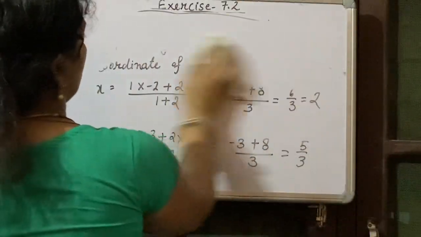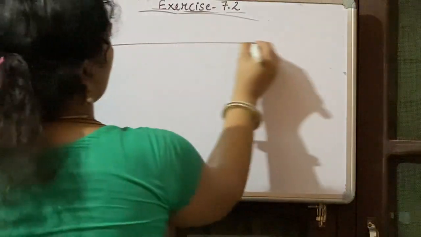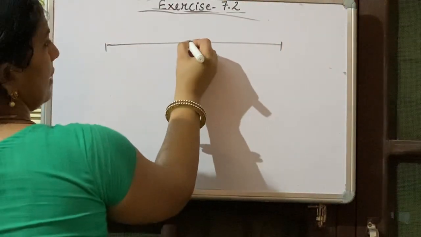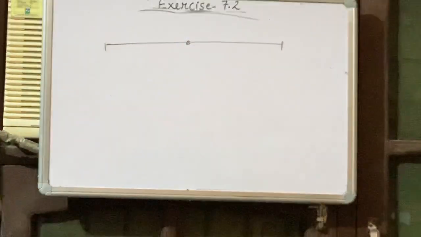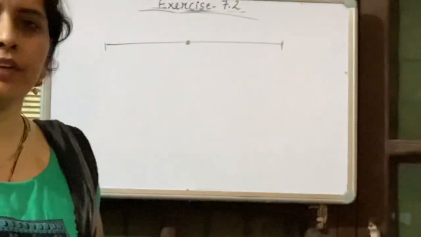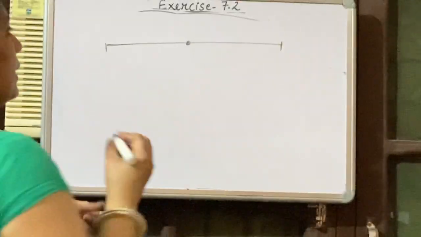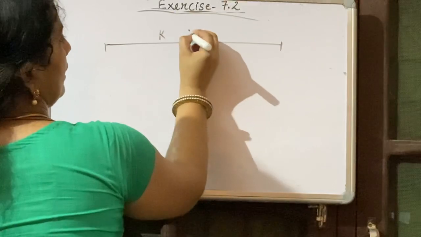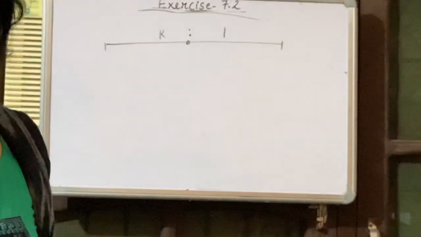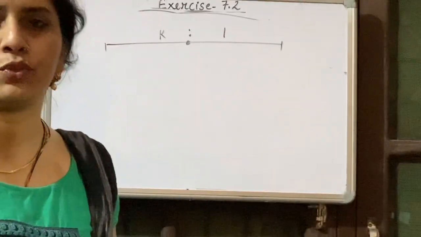In the next question we have to find out a ratio. We are given 3 points. 2 points are given for the line segment, and the third point is given which divides the line segment in a ratio, but the ratio is not given. If in any question the ratio is not given, then we let the ratio be k:1. If any question ratio is not given, then we will consider the ratio as k:1.